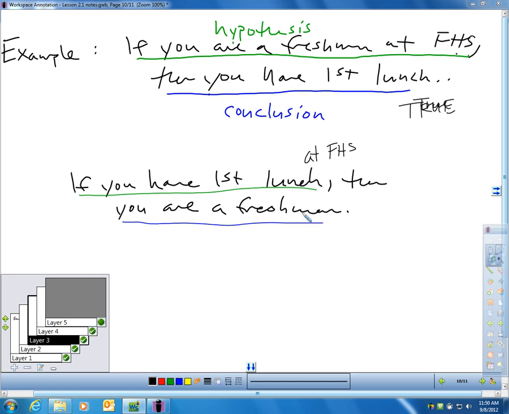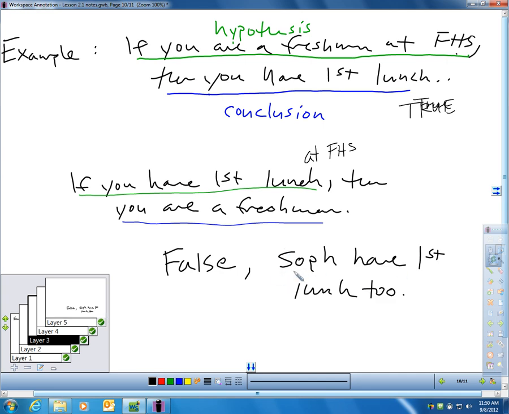Some of you might be thinking, no, it's not true. Okay, well, can you give me an example of someone that has first lunch that's not a freshman? Okay, that's the counterexample. So I know this is false, and I could use the example, well, hey, I know sophomores in first lunch that are not freshmen. So this is not a true statement. Having first lunch at FHS does not automatically make you a freshman.